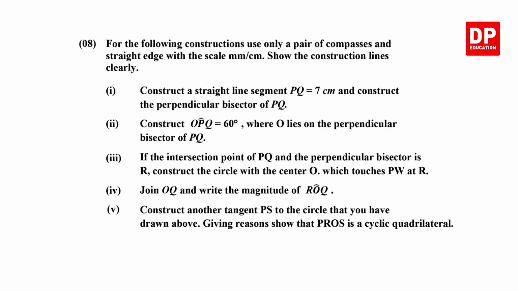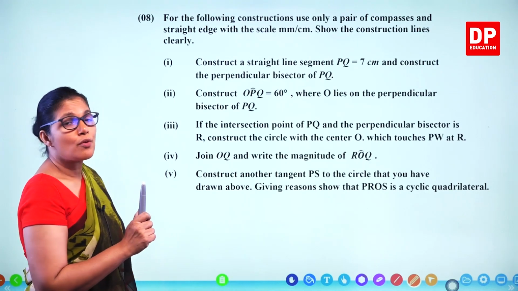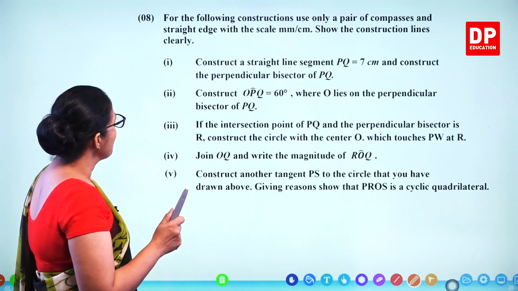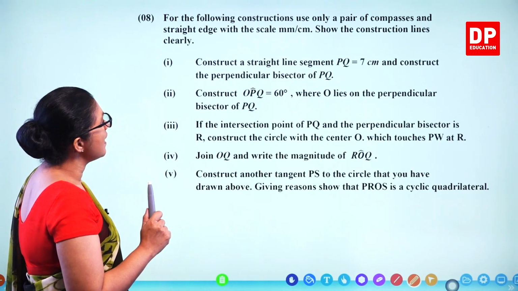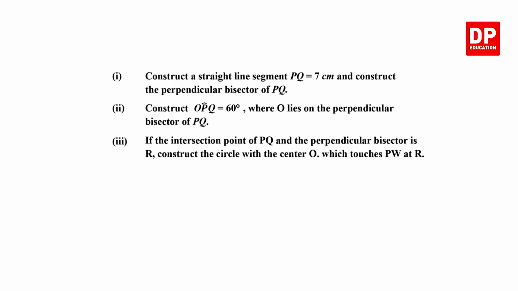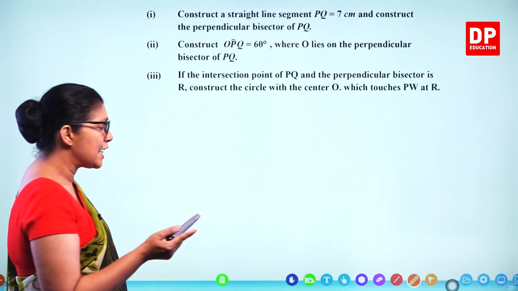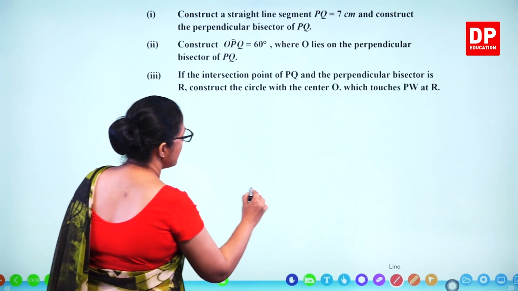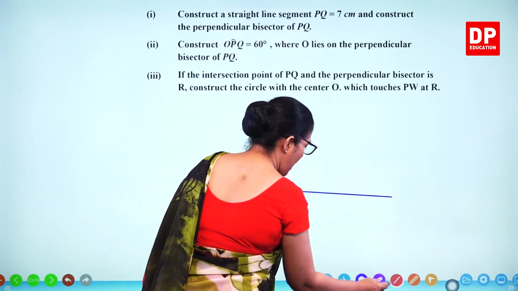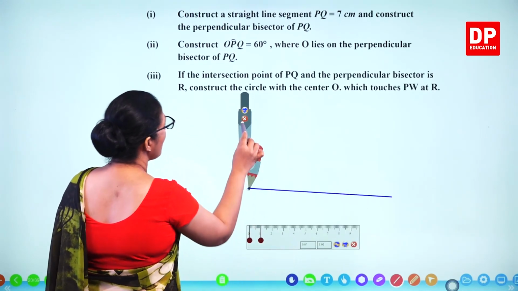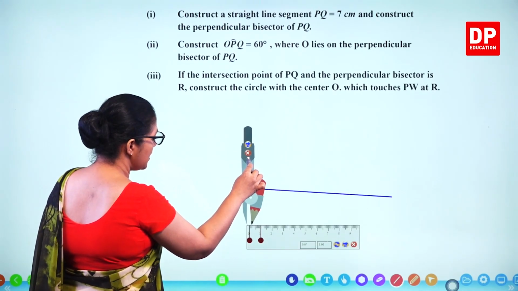Let's take the 8th question. That's a construction question. You need to use the pair of compass and the ruler only. So 5 parts are there. So let's take the geometry set and do this question. Construct a straight line segment PQ of 7 centimeters and construct the perpendicular bisector of PQ. That's easy. So we'll first take a line segment and you have to use the compass and the ruler. 7 centimeter length.